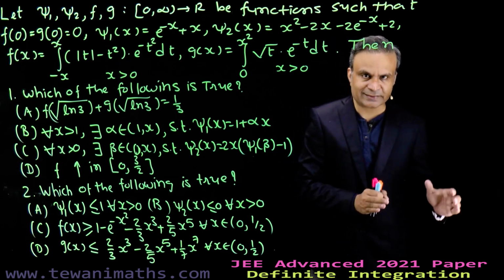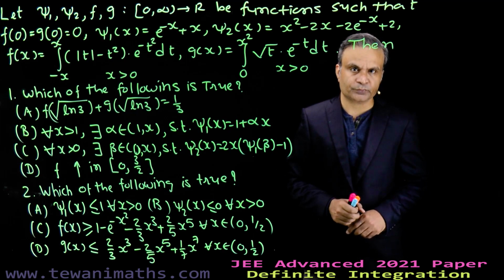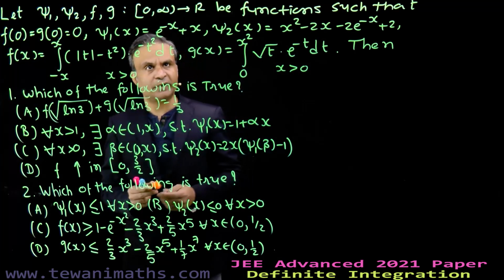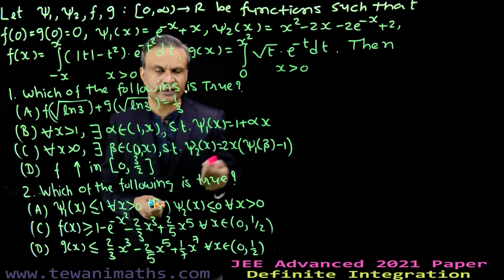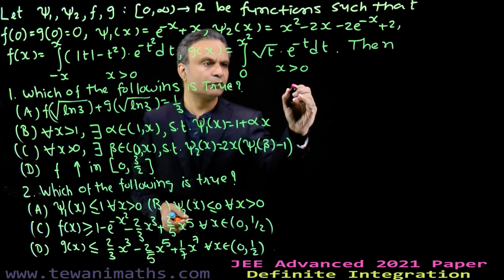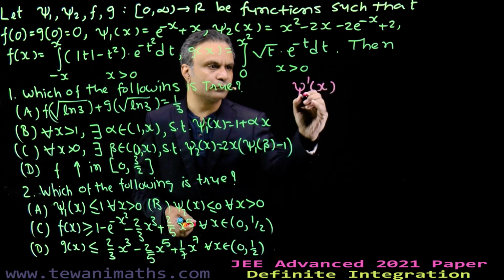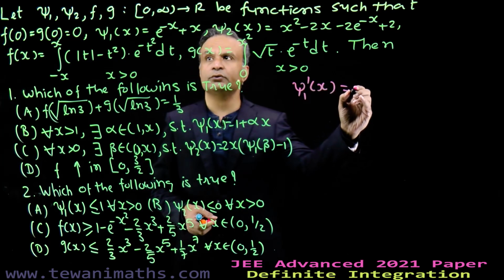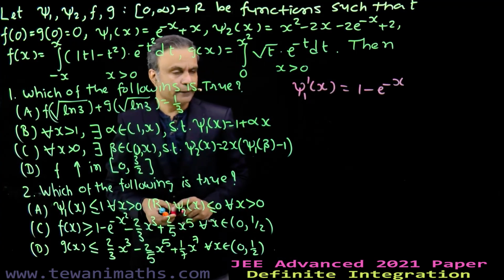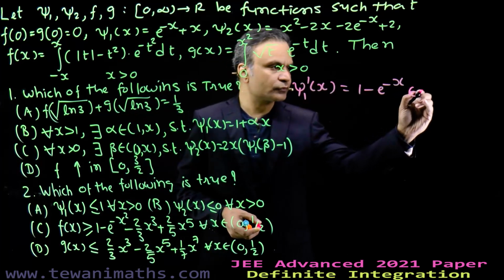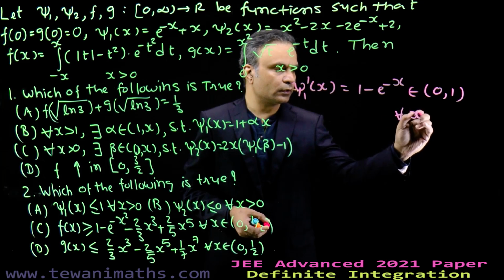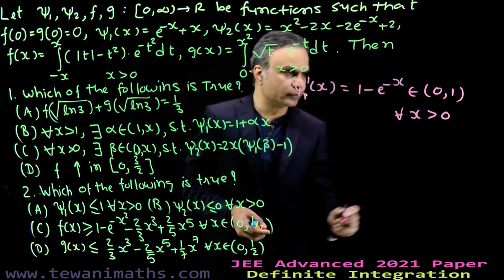So let's first examine functions psi1 and psi2. We have psi1 of x is equal to e power minus x plus x. To examine or study this function, we study its derivative. Let's check the trend. We have the derivative of psi1 of x is equal to 1 minus e power minus x. Okay, and clearly this belongs to the open interval 0 to 1 for all x greater than 0.